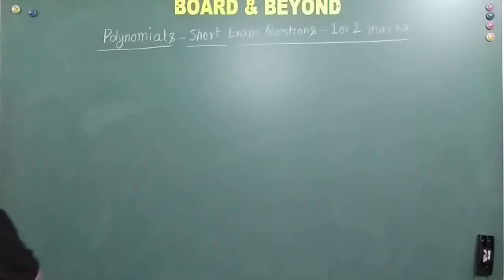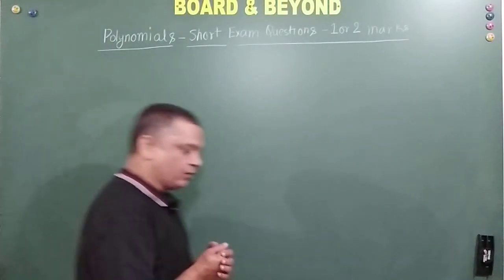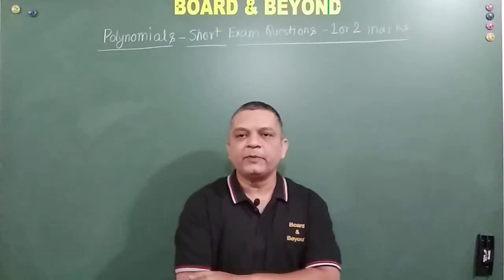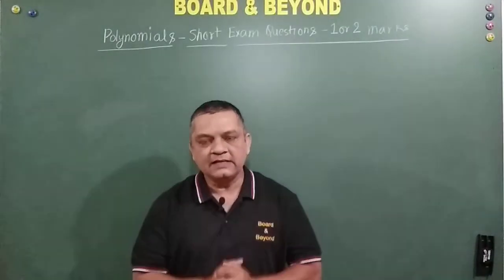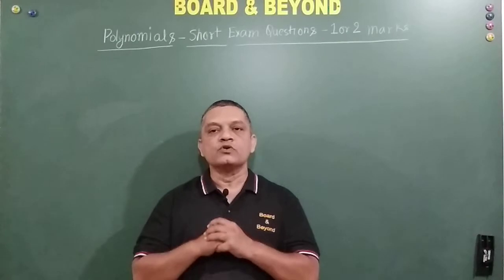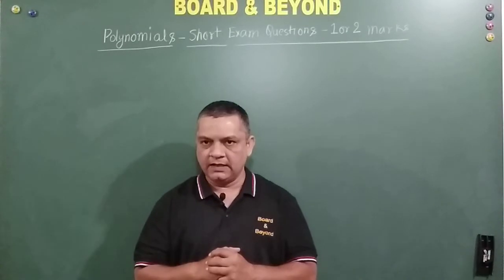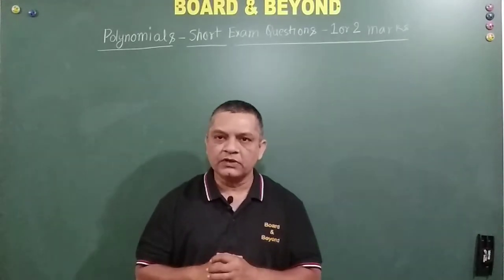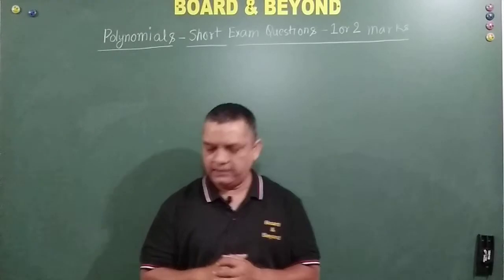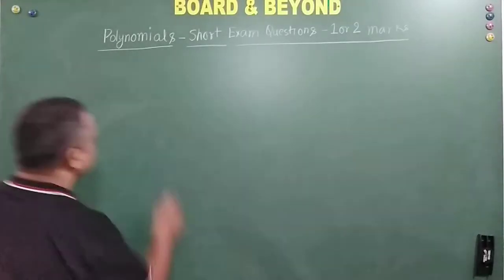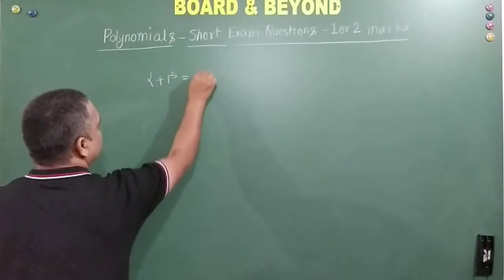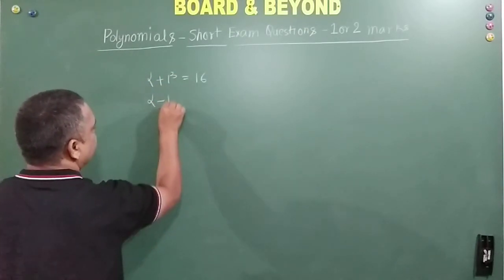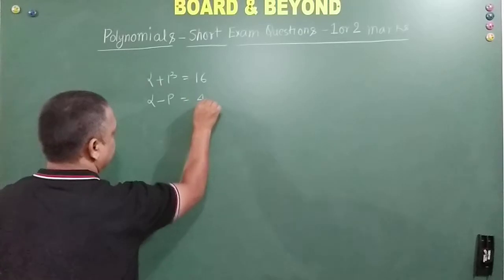The condition is given. Formulate a quadratic polynomial. We are expected to formulate a quadratic polynomial, and the condition given is that the sum of whose roots is equal to 16 and the difference of whose roots is given as 4. So two conditions are given to us. Alpha plus beta is equal to 16 and alpha minus beta is equal to 4.